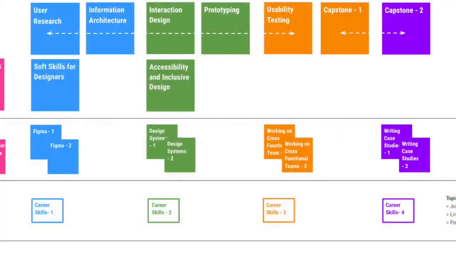So the last thing I would point out in this track, and you'll see it in that bottom row of skill talks. So there's always a career focus to these talks. Any topic is game if it relates to helping you get a job. And these are 90-minute workshops that we will do periodically throughout the track. So that's the overview of this course track for the UX Design Certificate Program.